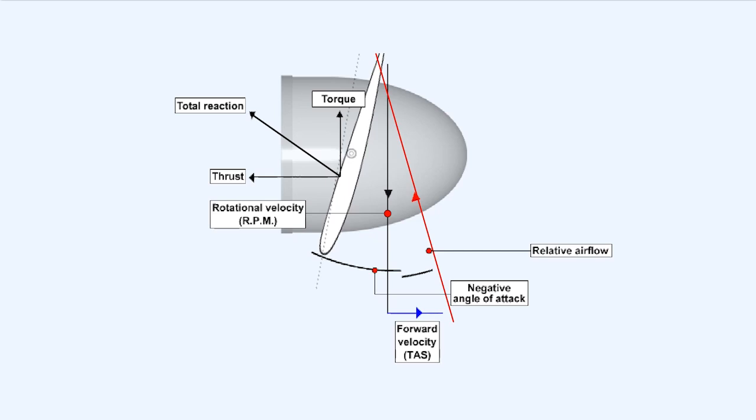This exerts increased load on the engine, so engine power is increased in order to maintain a constant RPM. The engine power and reverse airflow through the propeller is now being used to slow the aircraft down. This condition is known as power on braking.